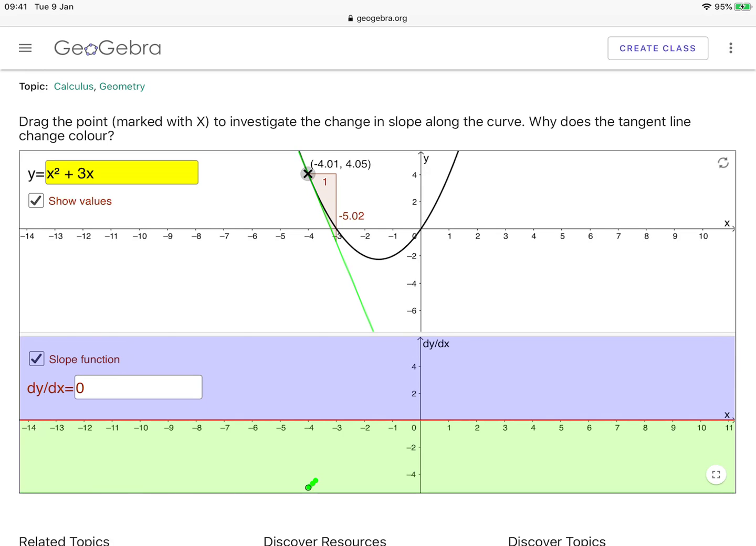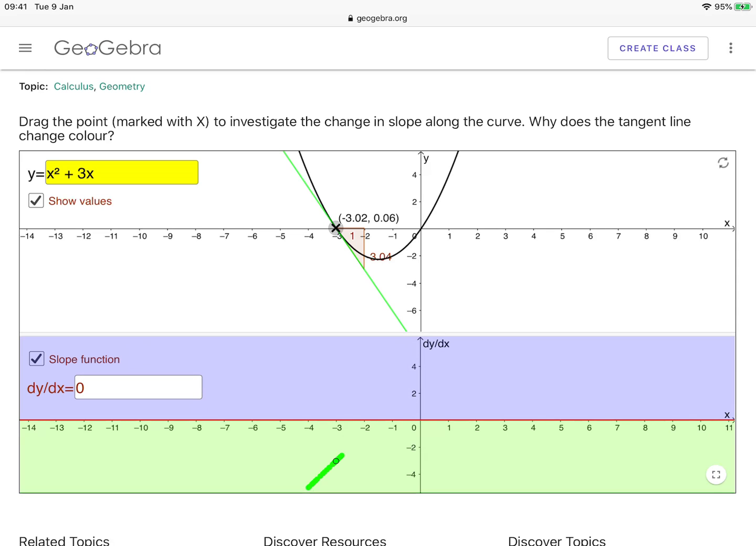So my gradient, I can see the height of the triangle is minus 5. If I look down on my second graph below, where I'm plotting x against dy dx, I can see that x is minus 4 and dy dx is minus 5. Let's move it along to where x is minus 3, sorry. So it's about minus 3 there, and we can see that the gradient as well is minus 3. So at x is minus 3, the gradient is minus 3.